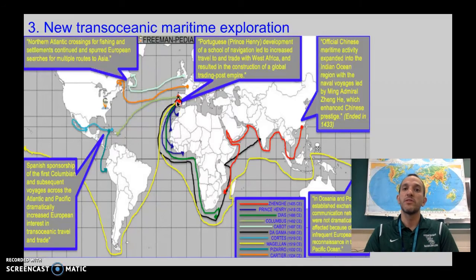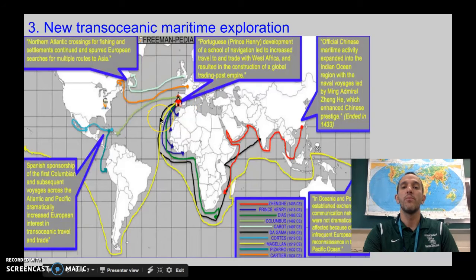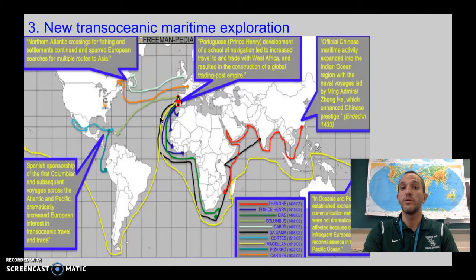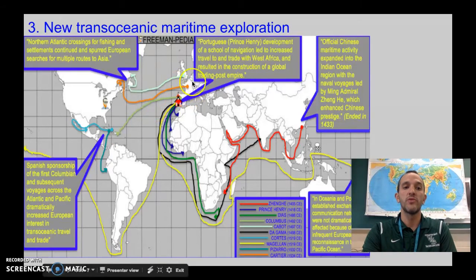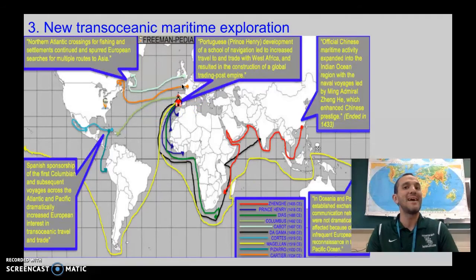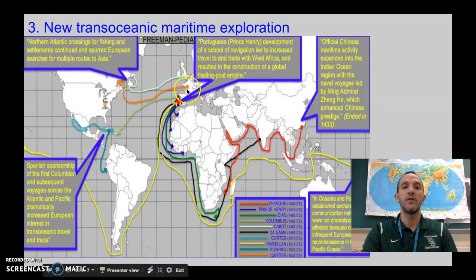Through this navigation school that's sponsored by the Portuguese king and queen, it is going to allow for more people to explore because the Portuguese crown is sponsoring these voyages, so there is money for it, as opposed to just some random explorer trying to travel throughout the world. The Spanish are also going to sponsor voyages. The first voyage they sponsor is by a man named Christopher Columbus, who is Italian, and the king and queen, Ferdinand and Isabella, are going to sponsor these voyages for Columbus.